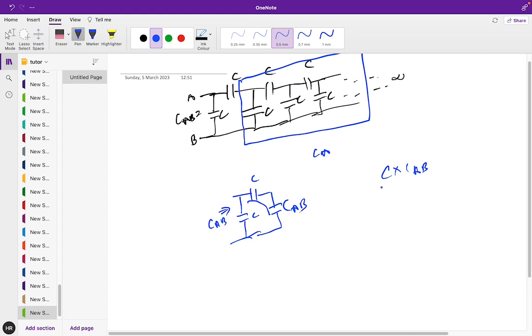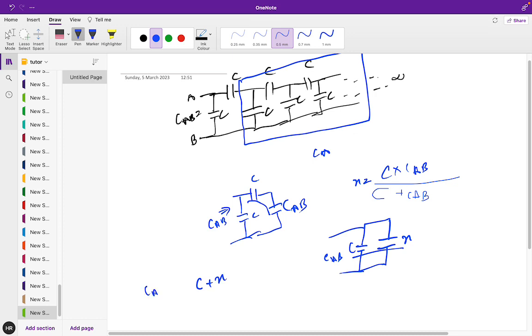This part is clear? C plus CAB. Okay. I'm assuming this as an x value. You are getting some x value here, and this is your C value, and this is CAB. So these two are in parallel, so they will directly add. C plus x is equal to CAB.